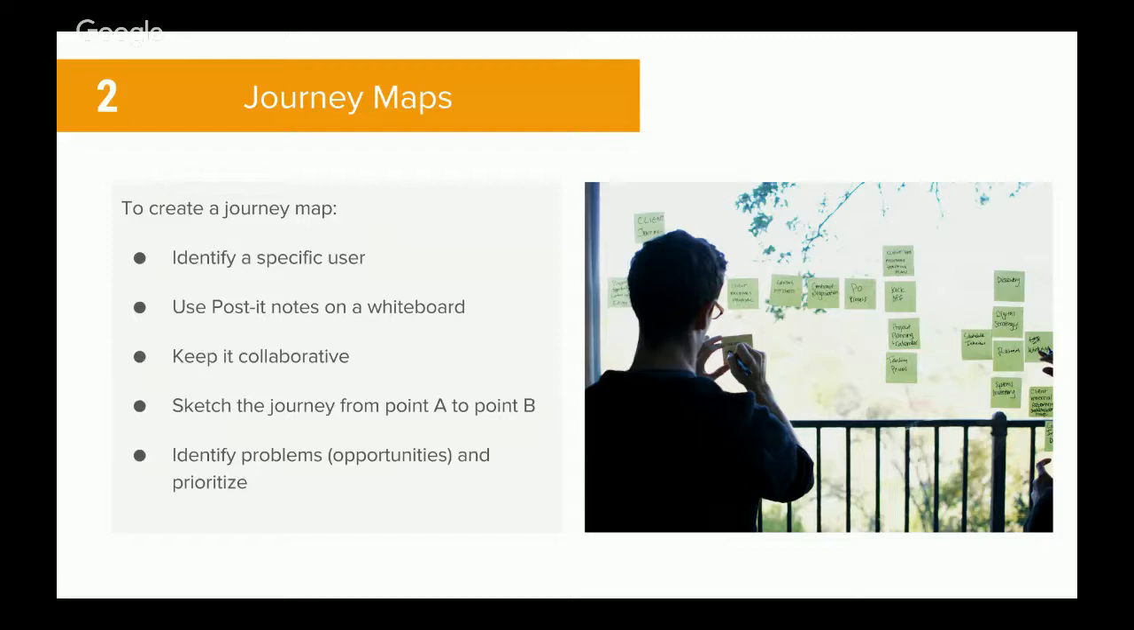At the end of mapping the journey, the team should identify the problems and the opportunities and then prioritize them either through discussion or through voting. And for both empathy maps and user journey maps, it's helpful to print these out and put them up on a wall where everyone can refer to them during the design process.